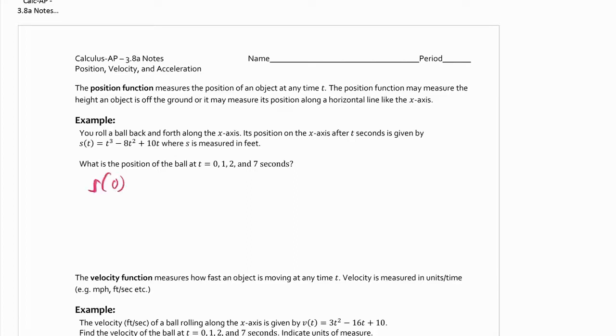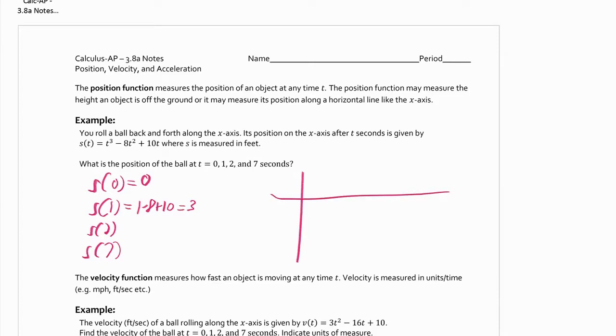Well, if I want to figure out what s of 0 is, what s of 1 is, what s of 2 is, and what s of 7 is, s of 0 is easy to plug in. I get 0. S of 1 is also easy to plug in. I get 1 minus 8 plus 10, or 3. Plugging s of 2 in, let's do synthetic division on this. I'm going to put the coefficients of 1, negative 8, 10, and 0. And then I'm going to put 2 and 7, and we're just going to do this with 2. Multiply, add, multiply, add, multiply, add. I get negative 4, which means that s of 2 is negative 4.